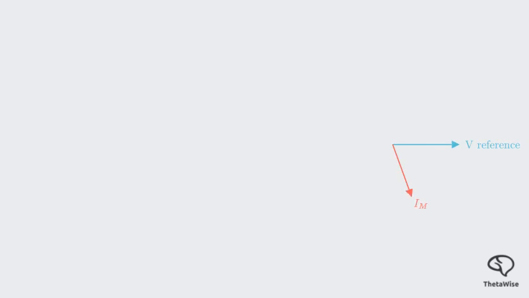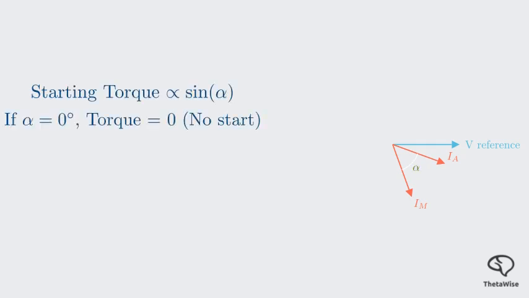Because the main winding has high inductance, the current through it, IM, lags the voltage by a large angle. Because the auxiliary winding has high resistance, the current through it, IA, lags the voltage by a smaller angle. The crucial point is that IA and IM are now separated by a significant angle, which we call alpha. This phase displacement, angle alpha, is what generates the rotating magnetic field and, consequently, the starting torque.